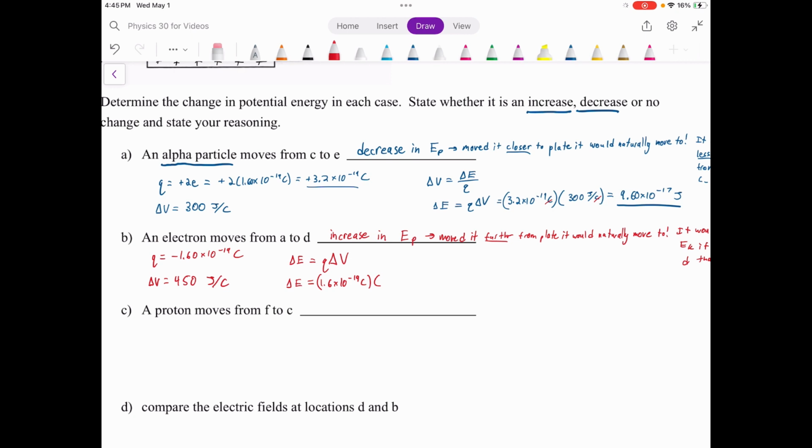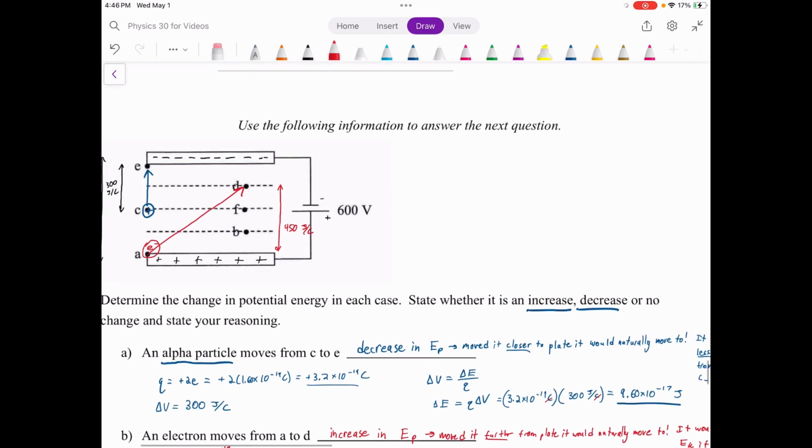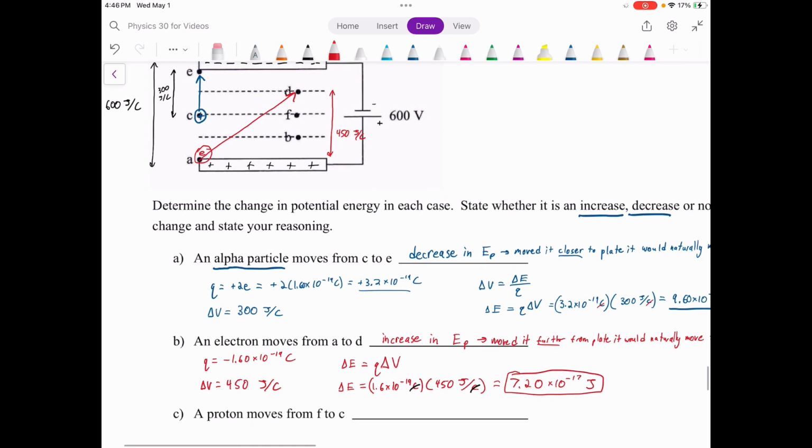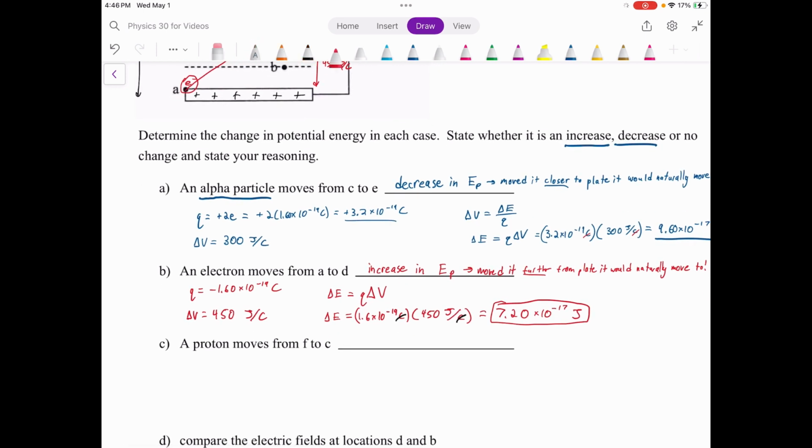So that much charge moving through a potential difference where it would gain or lose, in this case gain, 450 joules of potential energy for every coulomb of charge that it has, and that gave me that this electron would gain 7.20 times 10 to the negative 17 joules of potential energy by moving from position A to position D. If it had been going from D to A, it would have lost 7.2 times 10 to the negative 17 joules of potential energy.